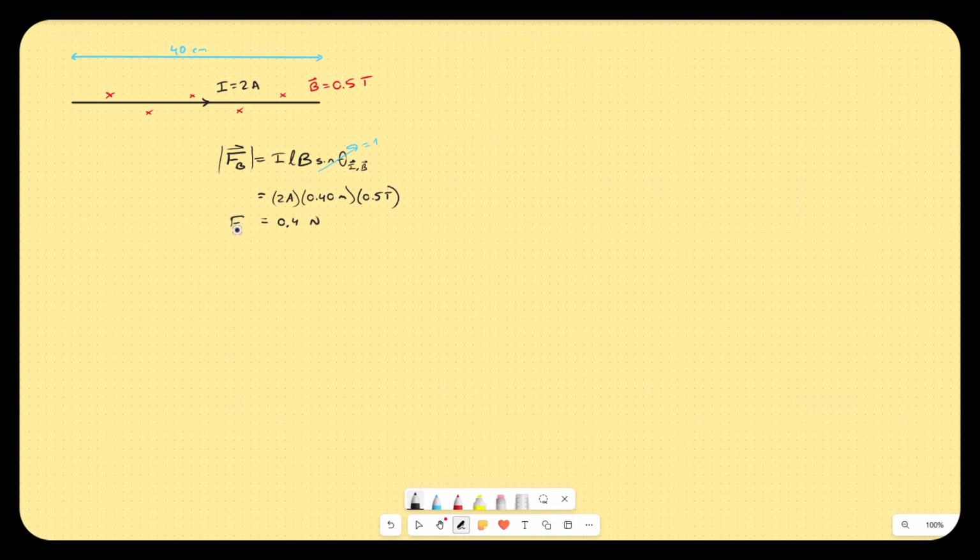That is my force. And the direction of my force, I have a current going to the right, a B field going into the screen, so this is going to feel a force upward.